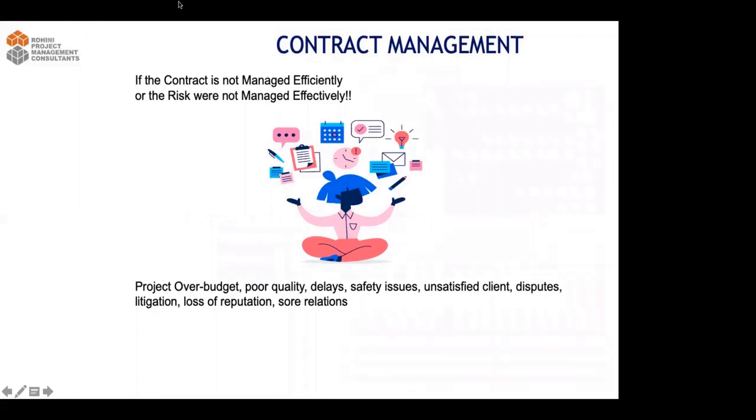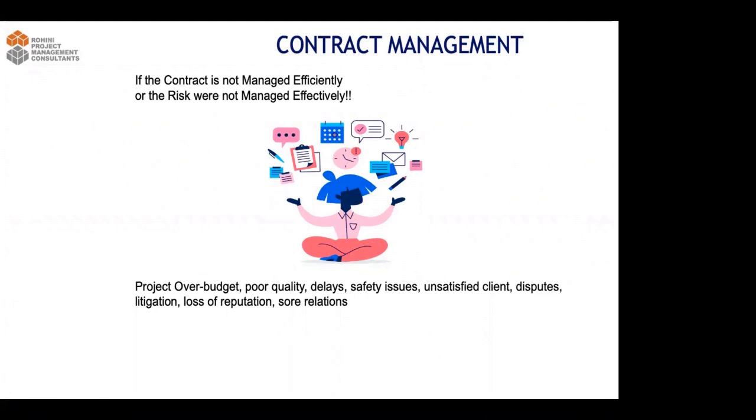Coming on to contract. This is again one more important point which actually needs to be looked into. If the contract is not managed efficiently or the risks are not managed effectively, what we are going to overshoot is the project budget, and poor quality, obviously. Then there would be delays, safety issues, disputes, loss of reputation, poor relations, right?